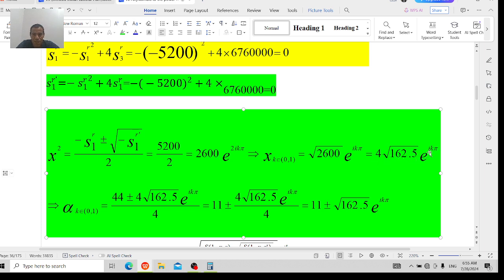Here we have two roots. When k equals 0, we get a real root. When k equals 1, we get the negative of this number, negative 4th root of 162.5. Therefore, the roots alpha subscript k, k between 0 and 1, is equal to 44 plus negative 4th root of 162.5 exponential ik pi over 4. 44 divided by 4 is 11, then 4 divided by 4, so only 11 plus negative 4th root of 162.5 exponential ik pi.